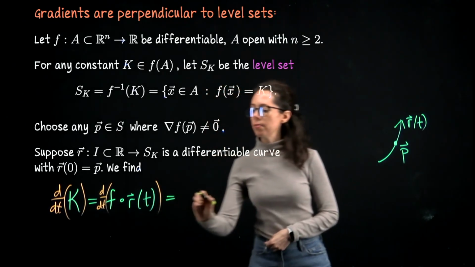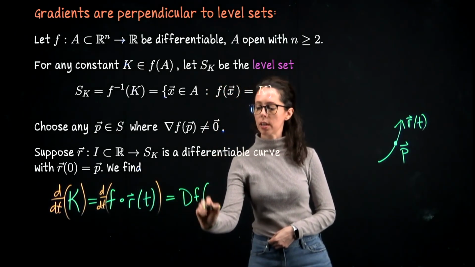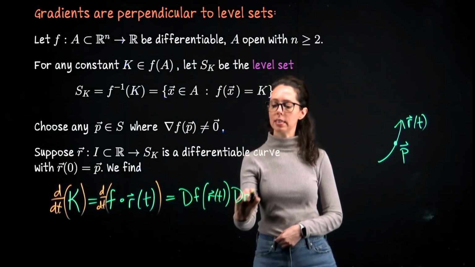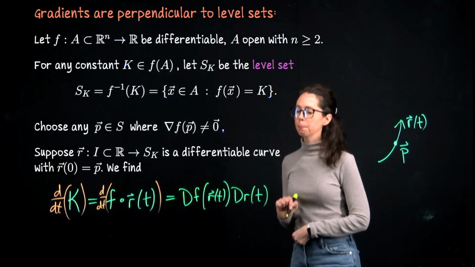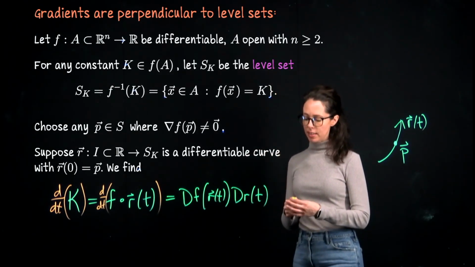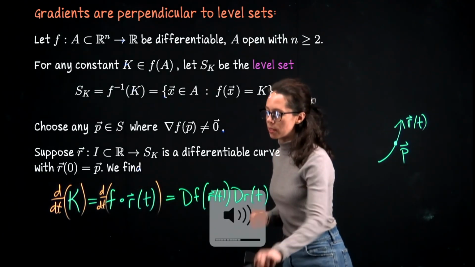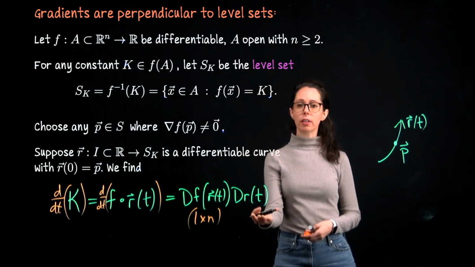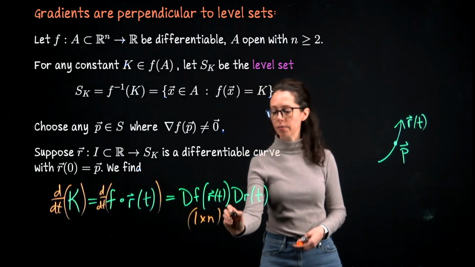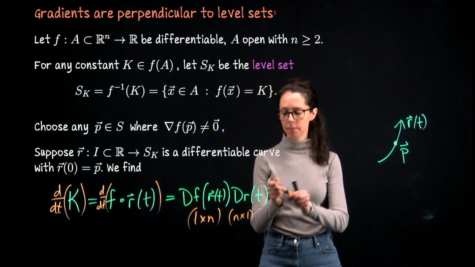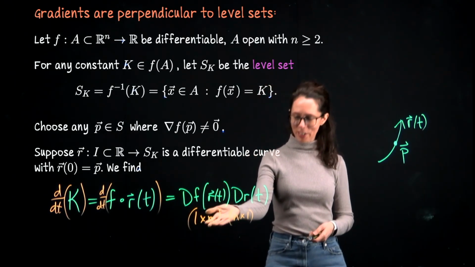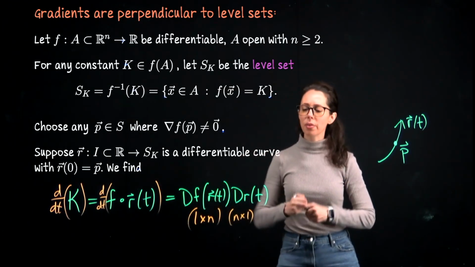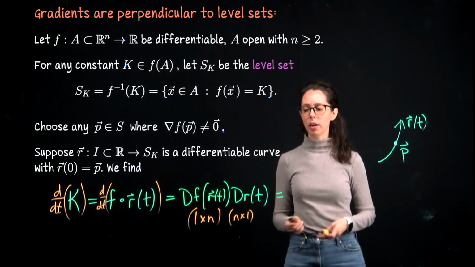That will be df, a general Jacobian expression evaluated at r of t, matrix multiplied with dr at t. The thing is, f is a scalar valued function of n variables, so this is a 1 by n row. R is a vector valued function of one variable, so it's a parametrized curve. This is an n by 1 vector. This matrix times that one, so 1 by n times n by 1, is a 1 by 1 scalar, as we wanted to see.